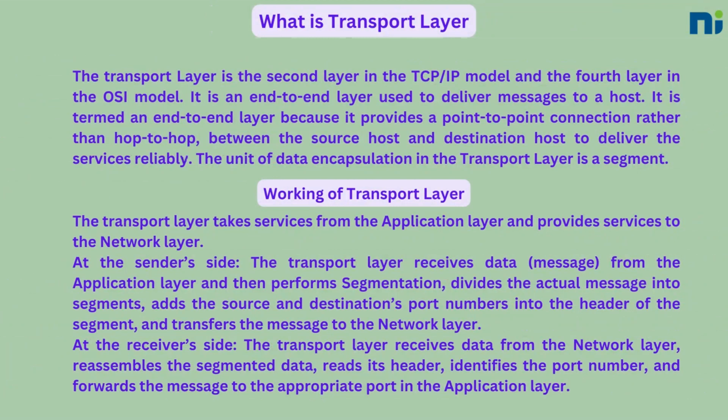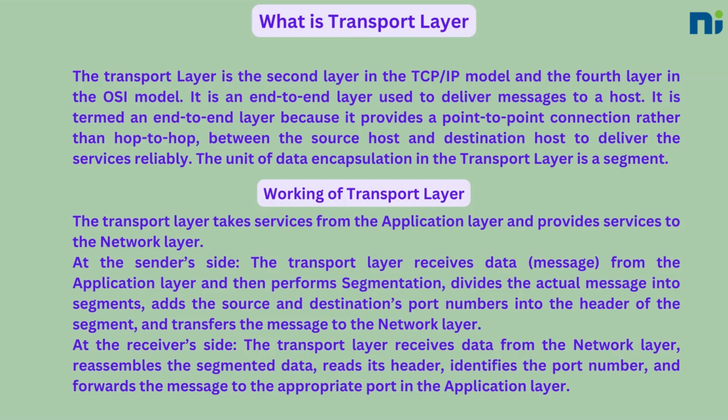The transport layer is the second layer in the TCP/IP model and the fourth layer in the OSI model. It is an end-to-end layer used to deliver messages to a host. It is termed an end-to-end layer because it provides a point-to-point connection rather than hop-to-hop, between the source host and destination host to deliver the services reliably. The unit of data encapsulation in the transport layer is a segment.